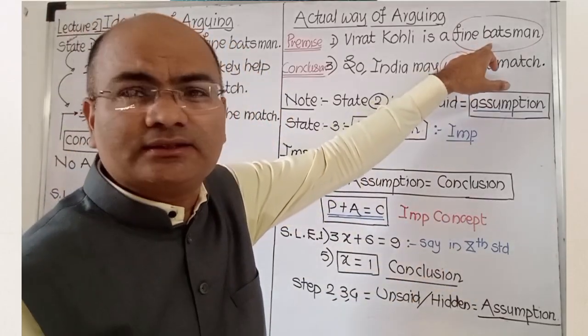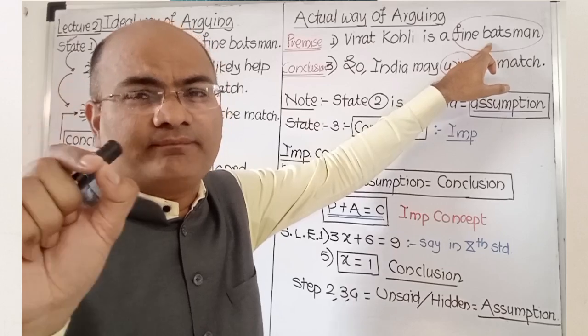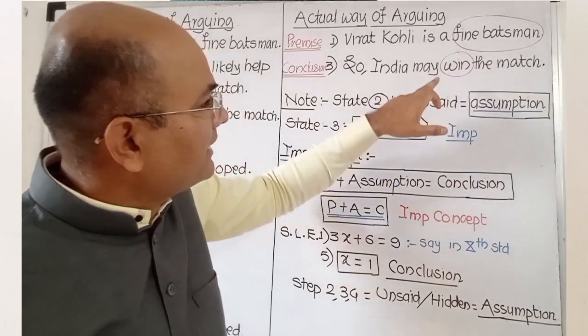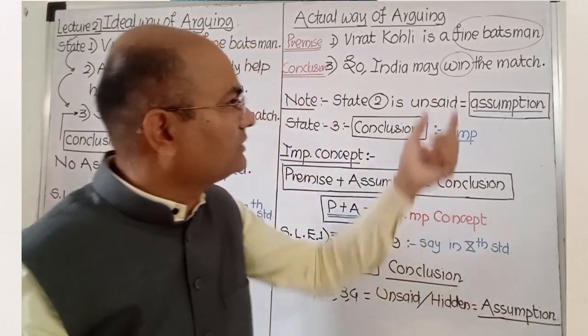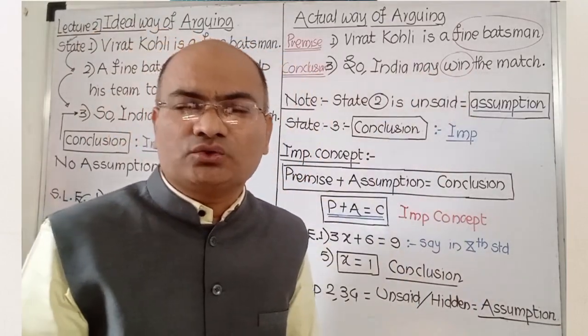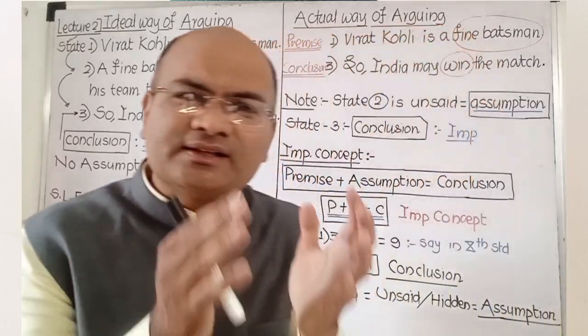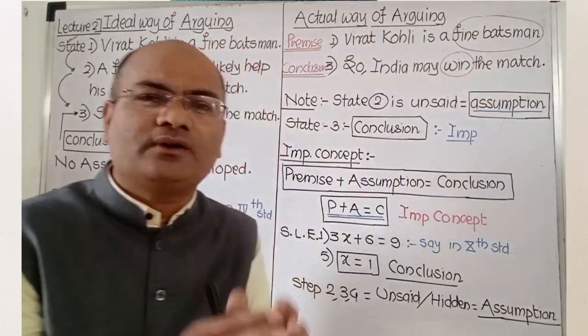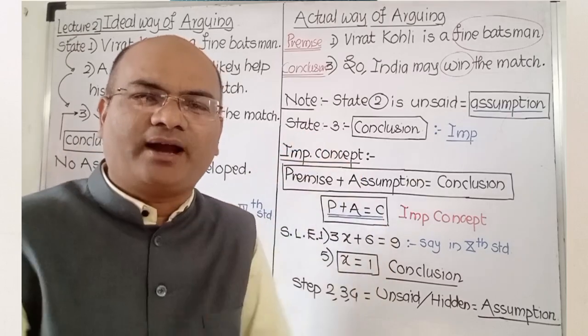So the first fact of the statement is what? The author talks about the fine batsman. And the second fact, the conclusion, I repeat once again, conclusion, is that the author talks about winning the match. So by joining the two sentences, a simple assumption is to be developed: a fine batsman is likely to help his team to win the match.